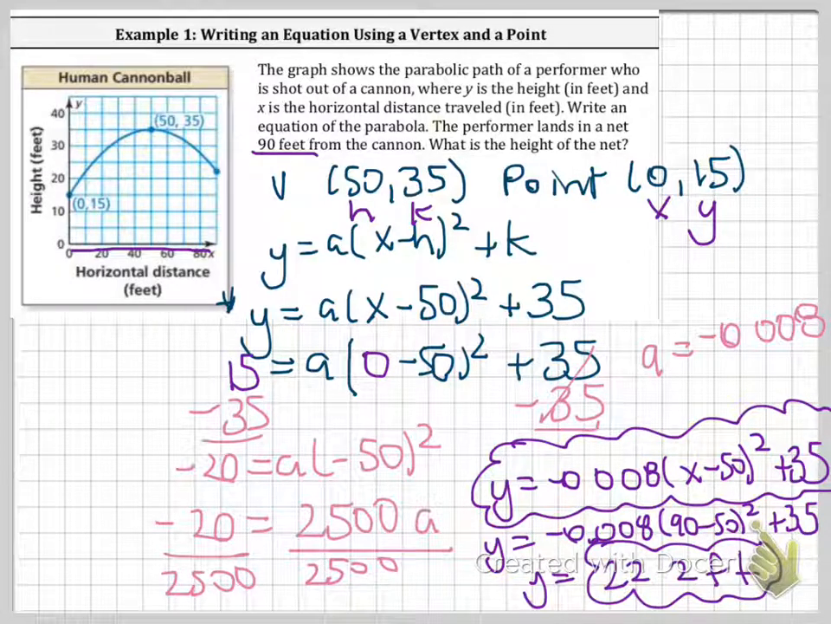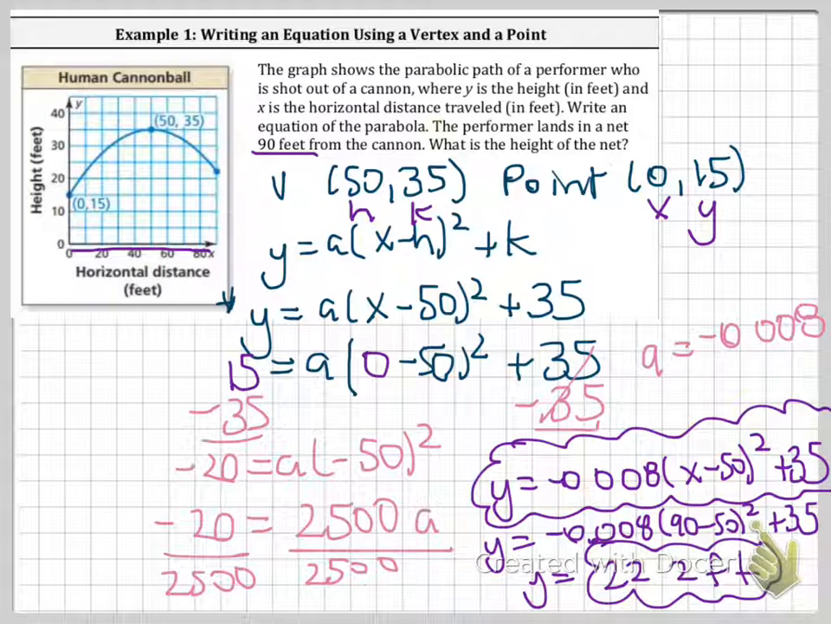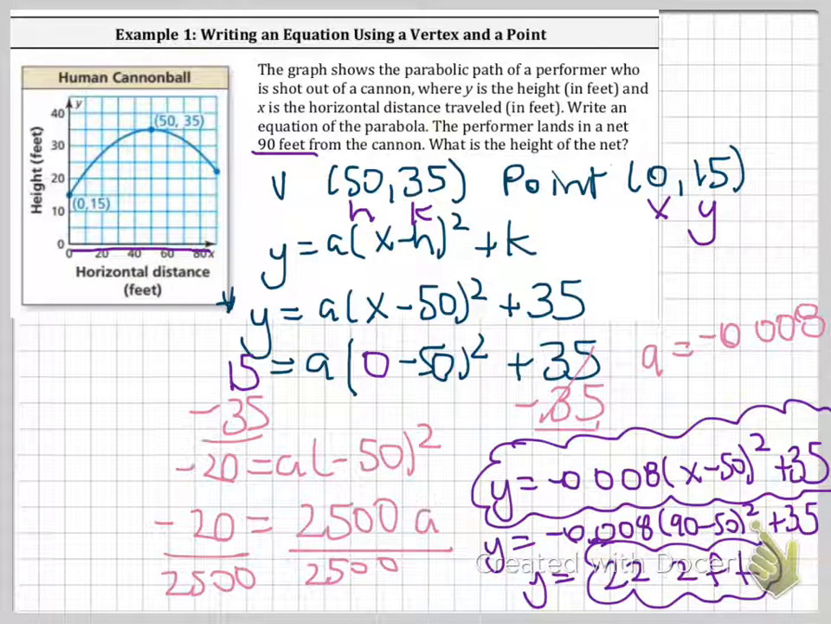So try out the next example. It's tied to the human cannonball. It says if the vertex of the parabola is (50, 37.5), we're still taking a look at the point (0, 15), that's the same starting point, and then we're also looking at that the net is 90 feet from the cannon. So try this out, and then in the next video, I will go over that question as well.